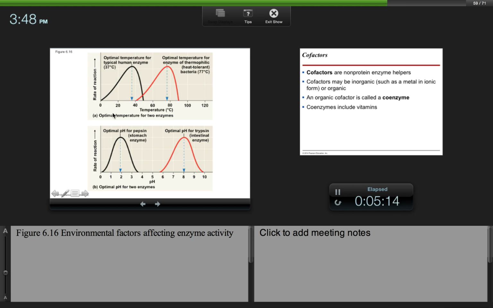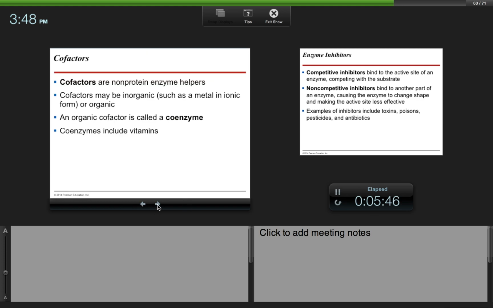And then here is optimal pH for two different enzymes. This is pepsin, which is a stomach enzyme. The pH of your stomach is about 2, so the optimal pH for this enzyme is 2. And then this is the optimal pH for trypsin, which is an intestinal enzyme. The pH of your intestines is about 8. So you can see very different optimal pHs for different enzymes found in different places.